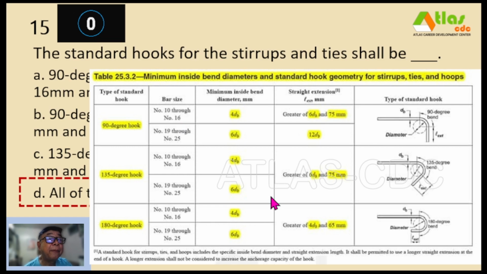And 90-degree hook, that is 12 diameter extension for number 19 through number 25 bar size. And then for the 135-degree hook, we have greater of 6D and 75 mm for number 10 to number 16 or number 19 through number 25 bar sizes.